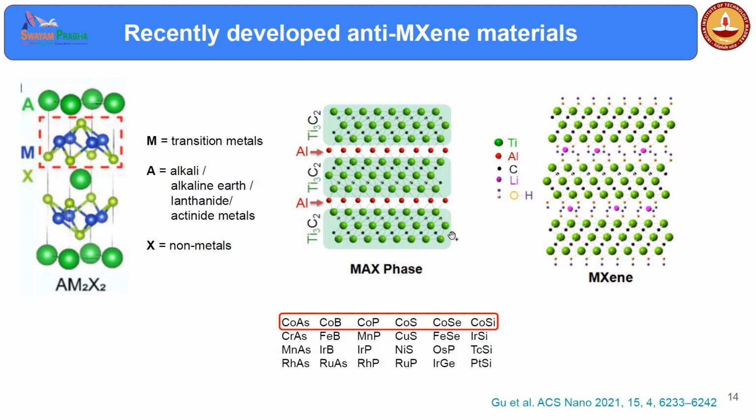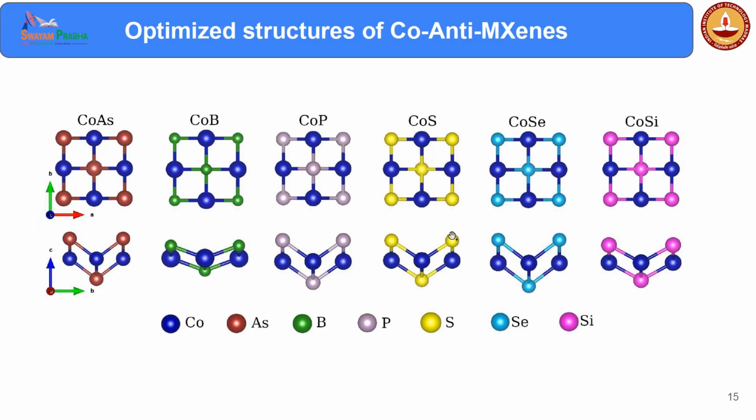Of them, we have just considered 6. All of them correspond to the cobalt containing systems. There is no specific reason for choosing them, only that these are the few materials that have cobalt and other non-metals. I could have chosen, for example, rhodium or rubidium or anything, that doesn't matter, okay? So we just chose these 6 materials to see whether these are actually useful or not, okay? So this is how the optimized structures would look like.